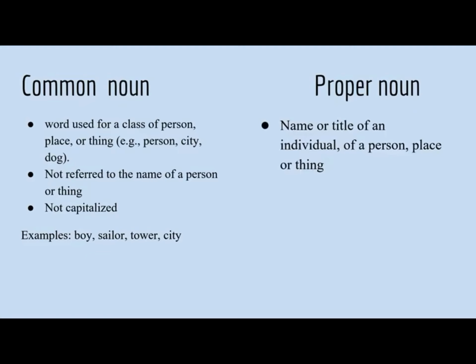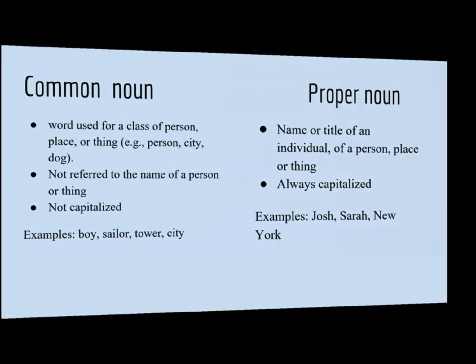Proper nouns, however, are names or titles of an individual person, place, or thing. These are always capitalized no matter what. So examples include Josh, Sarah, and New York. Among other things, proper nouns name people, continents, countries, provinces, states, counties, parishes, geographic regions, days of the week, months of the year, holidays, and festivals, but not seasons. So examples include Hanukkah, winter, December, Friday, Alberta, stuff like that.